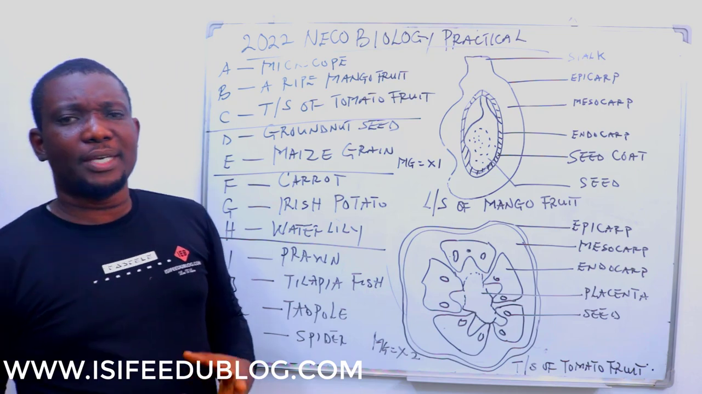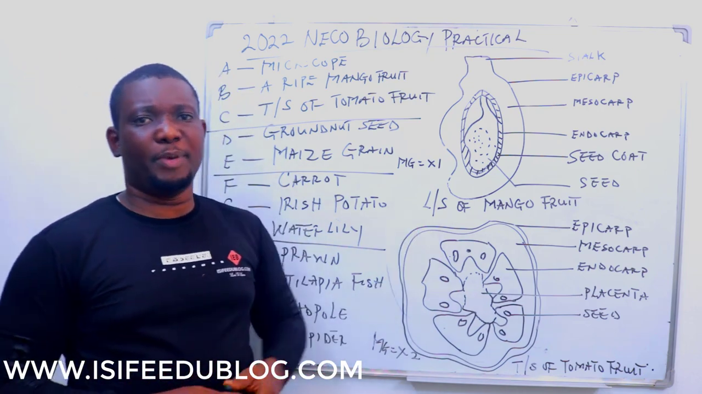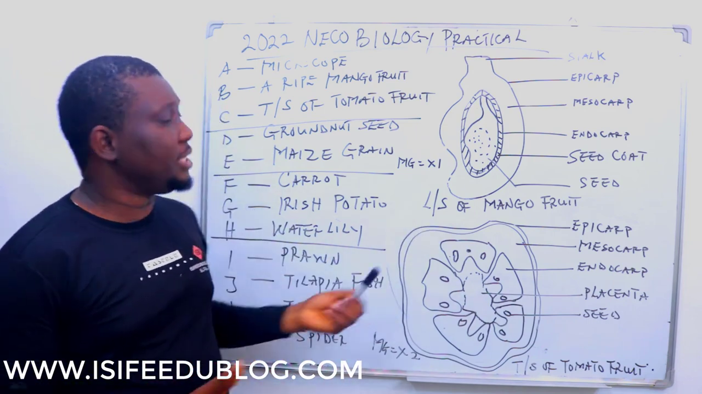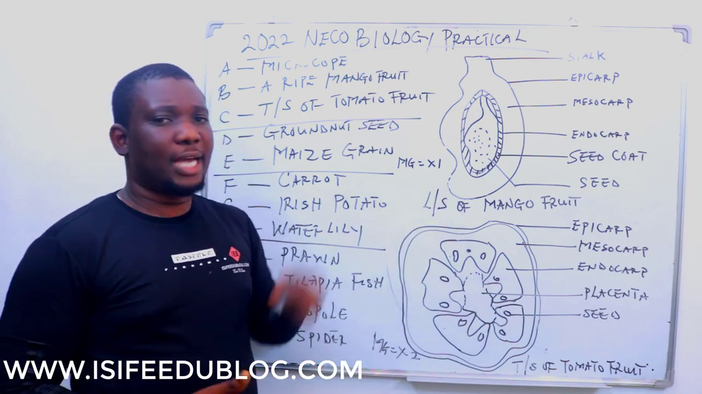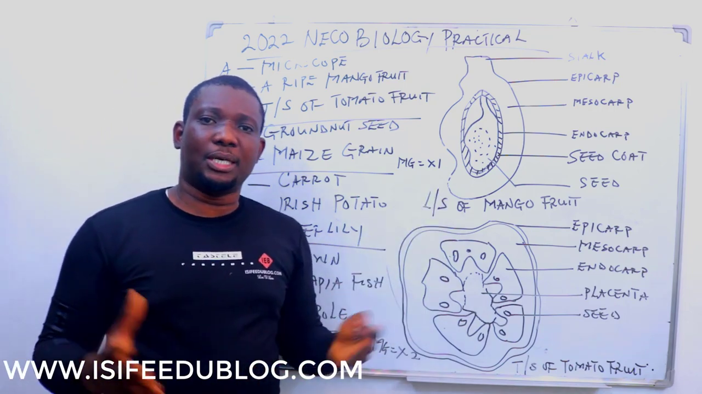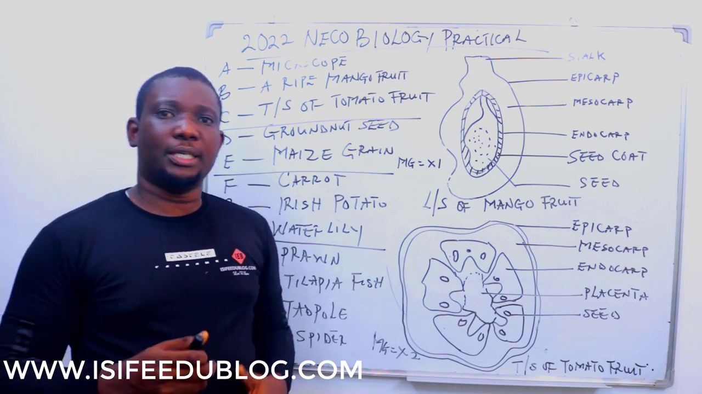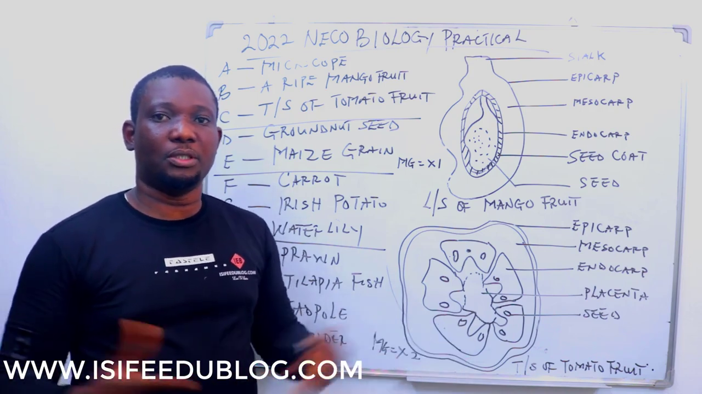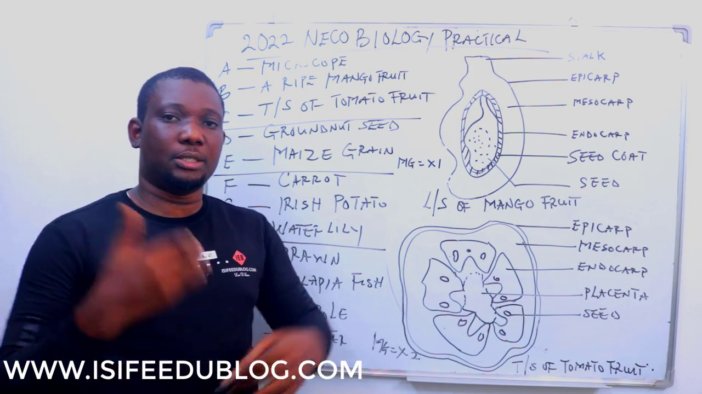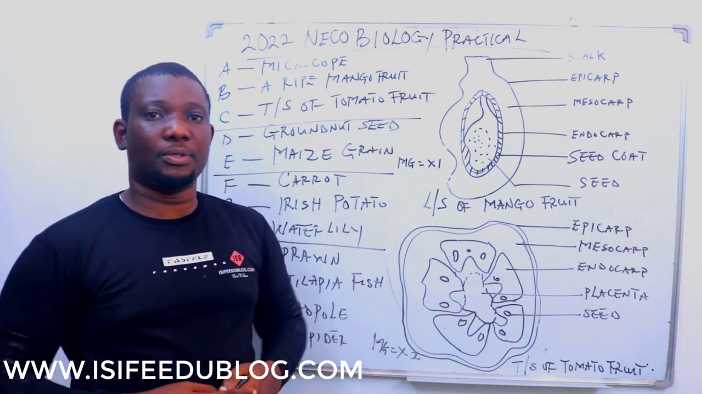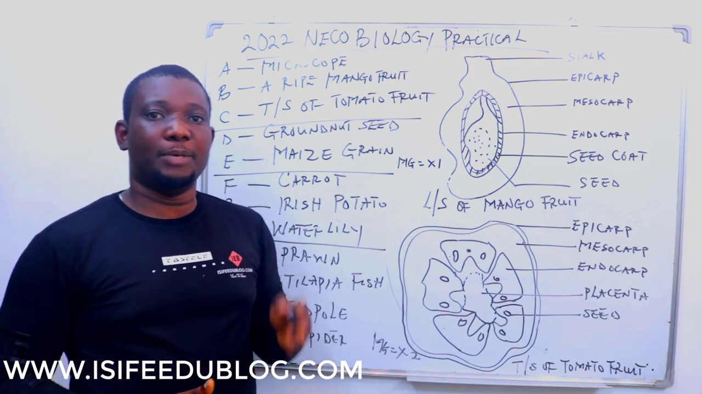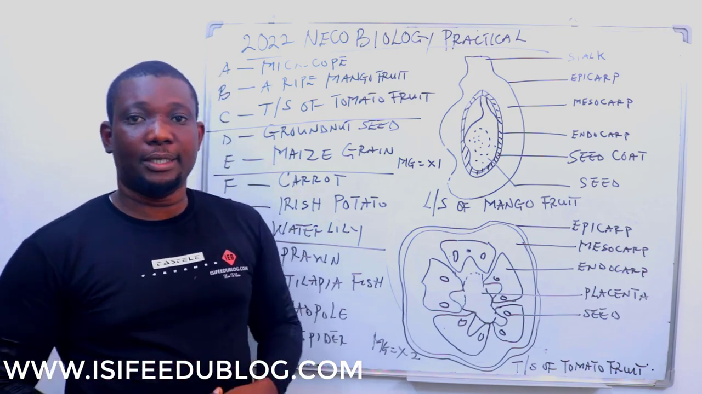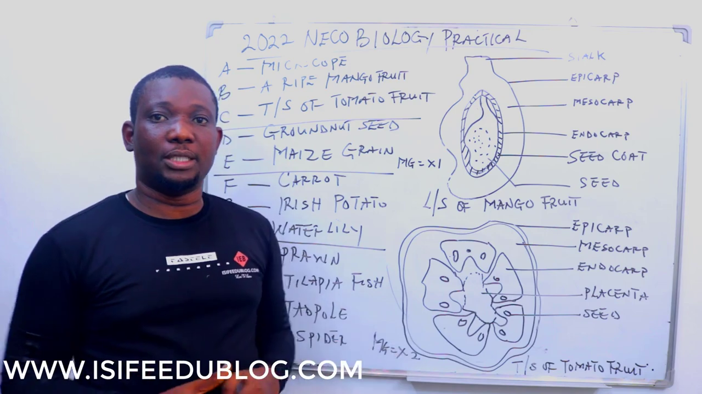Now, something important I want to know from this specimen is what type of fruit specimen B is. Fruit is basically divided into two. A fruit can either be succulent or dry. These are the two types of fruits. A succulent fruit can either be a berry, a drupe, or a hesperidium. These are the three types of succulent fruits.